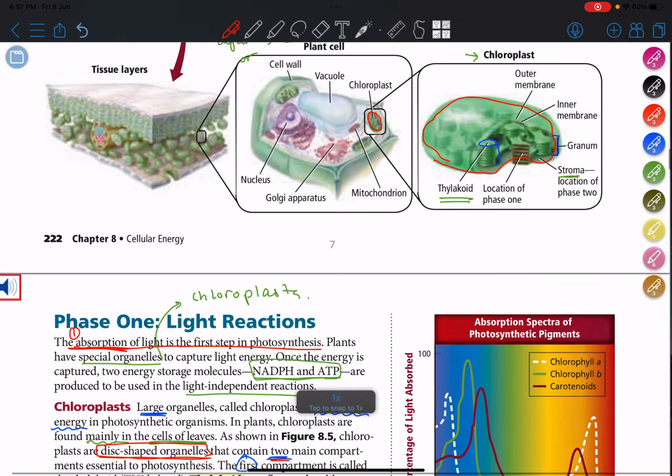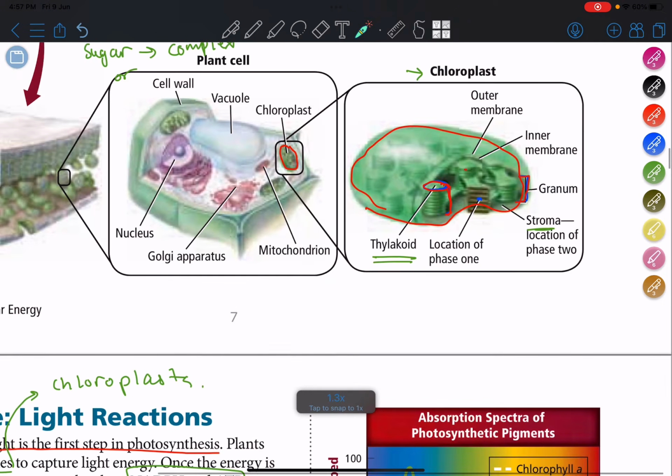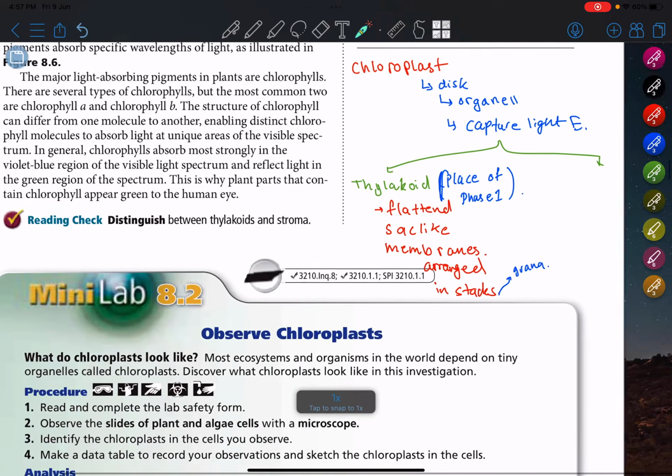So let's just have a look here. This is one thylakoid. These stacks are called grana because we have many of them. If it's just one, then it's called a granum. This is the location of phase 1, as you can see, inside of the thylakoids. And then here, the stroma, as you can see, is the fluid-filled space outside of the grana, right? Outside of the thylakoids, okay?